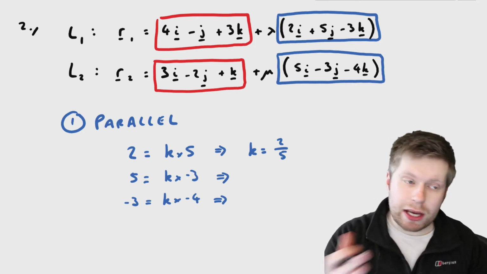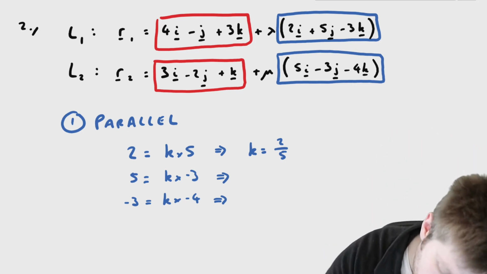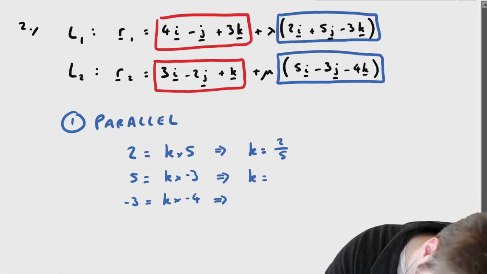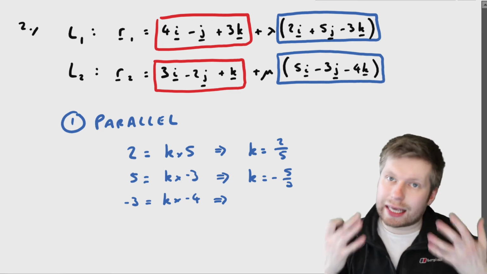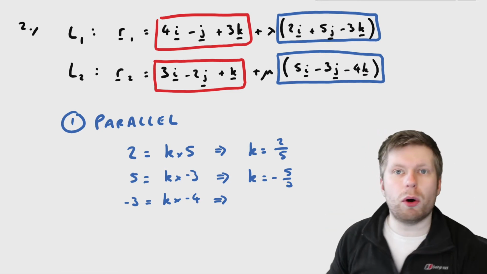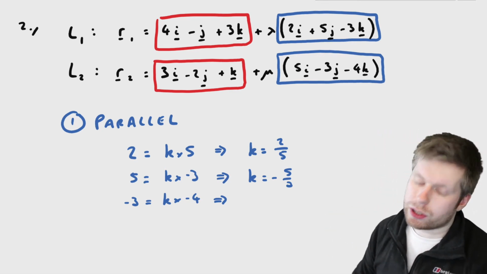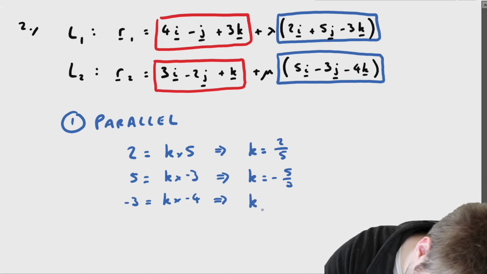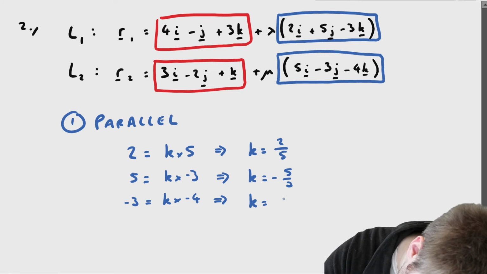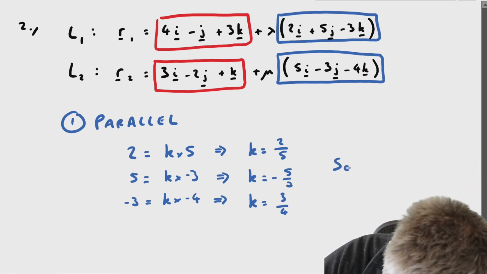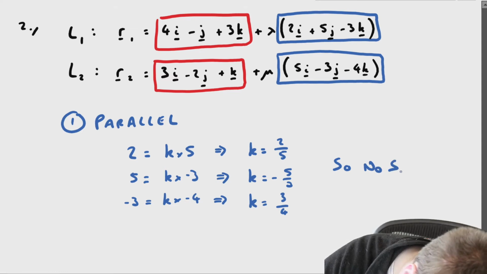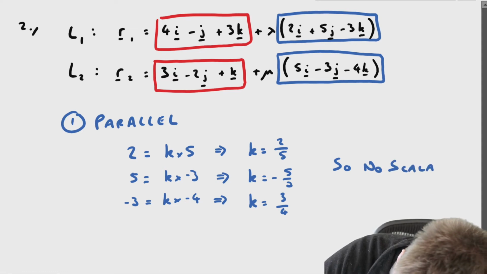Now let's just check to make sure it's consistent for the j components. I get k is equal to negative 5 over 3. Well, they're not the same value of k, therefore I know they're not parallel because I cannot find a common scalar multiple for each of the i, j, k components. But let's just check the k components anyway. So k must be equal to 3/4. So again, I'll just write: no scalar multiple.